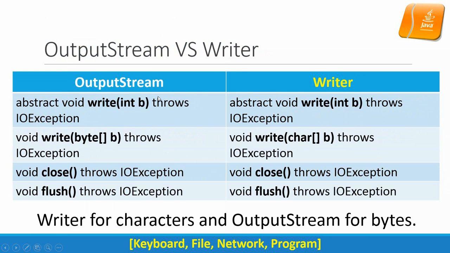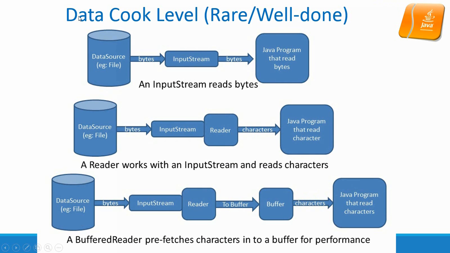OutputStream versus Writer, similar to InputStream versus Reader. The difference is in the format of the data being read in, and the methods are the same. Data cook level: the word cook for us means how mature the data is. It can be rare, sometimes we call it raw data, or well done.